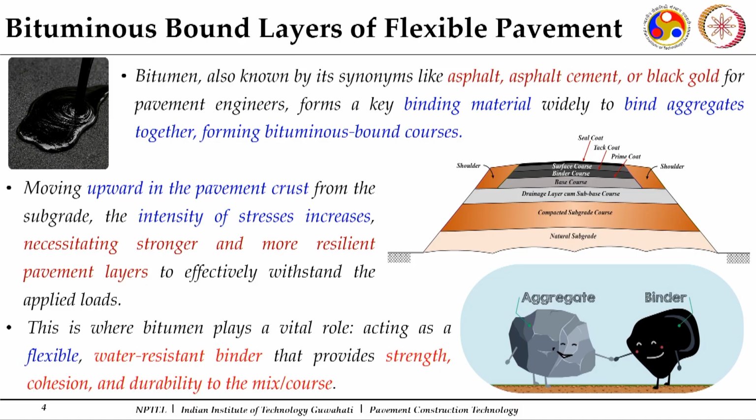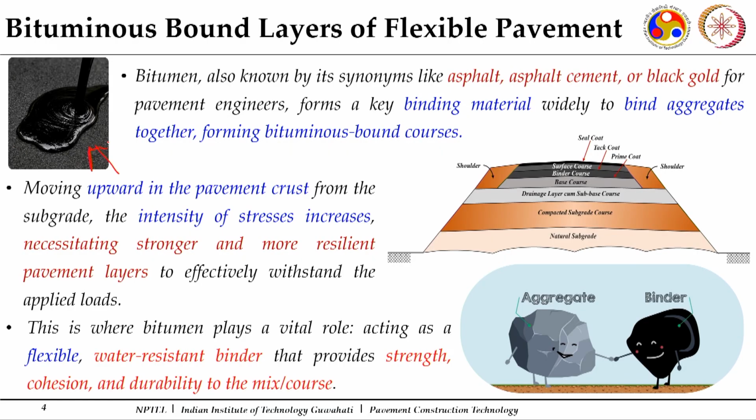Now, when the term bituminous bound layers of flexible pavements or bituminous bound courses of flexible pavements comes, the first term that comes into picture is bitumen. Now, what is that bitumen? Bitumen is a binding material which is very widely used in the construction of flexible pavements to construct bounded layers. You might be seeing it in a black semi-solid state. This is black bitumen, how it looks like.